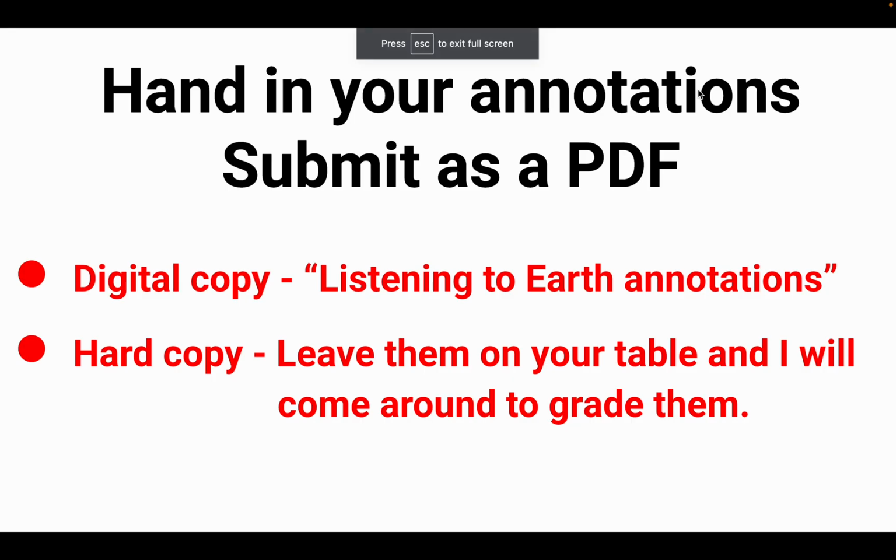Number one, the first thing is, if you did not already, please hand in your annotations for the article, Listening to Earth. Submit your annotations as a PDF. So don't take a screenshot of what you did. Go ahead and turn it in as a PDF. If you have a digital copy, the name of the assignment is Listening to Earth Annotations.